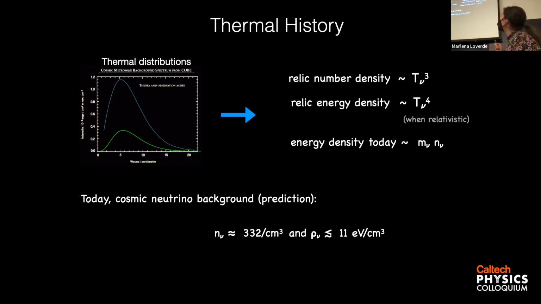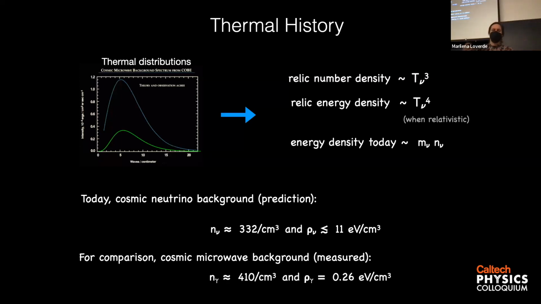So to put some numbers to this, today, the cosmic neutrino background, the prediction of a relic neutrino background with a temperature of about 2 Kelvin, predicts that there's about 330 neutrinos per cubic centimeter. So it's 50 per neutrino state with one-handedness. And we have only upper bounds on the energy density, and that's less than about 11 eV per cubic centimeter. You can compare this with the cosmic microwave background, which we can measure directly with antennas. And there, the number density of CMB photons is about 400 per cubic centimeter. And today, the energy density is much smaller because photons have no mass.